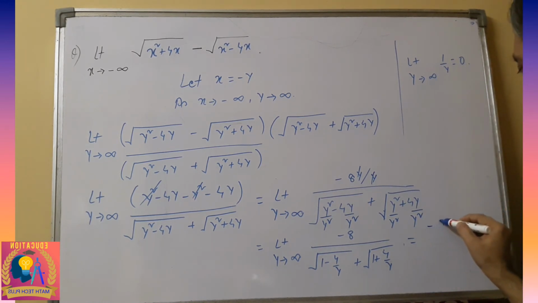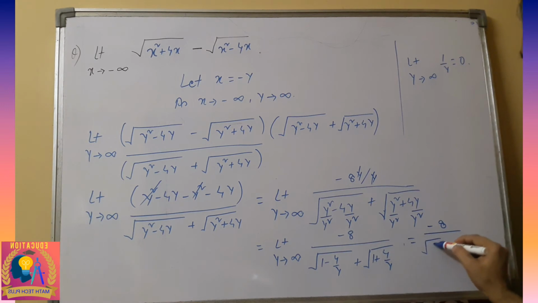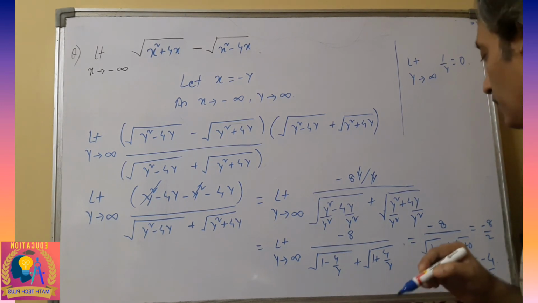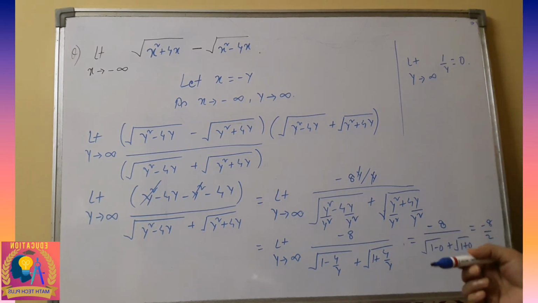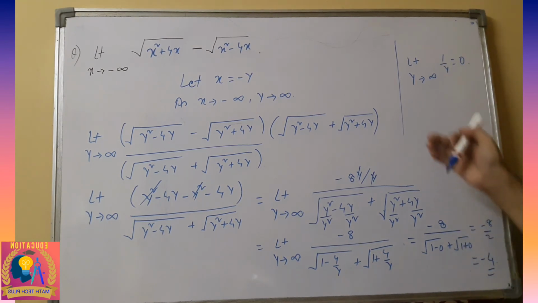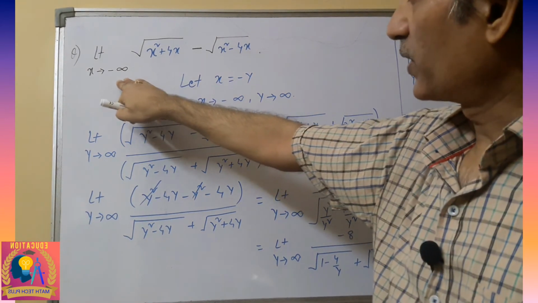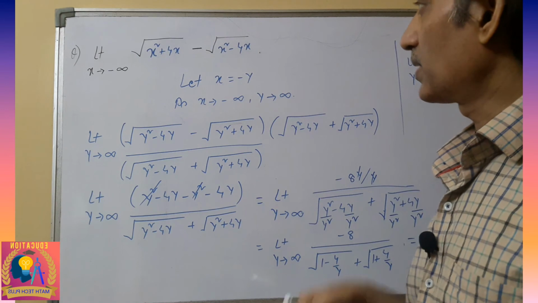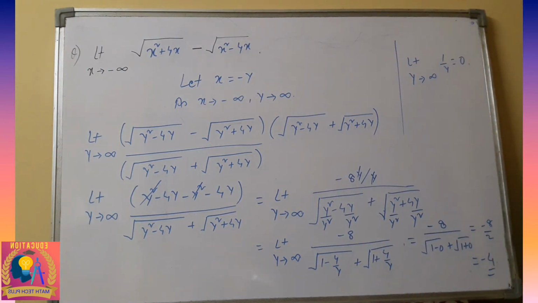So finally we are getting minus 8 upon square root 1 minus 0 plus square root 1 plus 0, minus 8 upon 2, and it means we are getting it equals to minus 4. So minus 4 is the correct answer. So in such cases it is better to take in place of x equals to minus y. There is another way also of solving this. In some other video I will discuss that also.